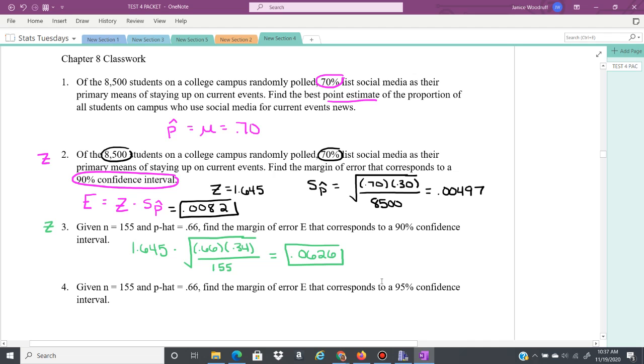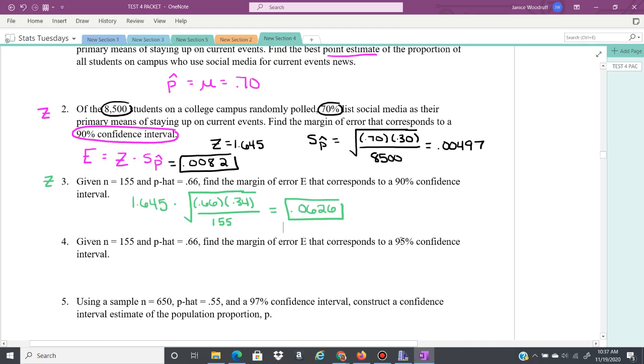All right, and then number 4, you're doing the same thing again, this time a 95% confidence interval. If I look at the chart for a 95% confidence interval, that z-value is going to be 1.96. Okay, and then it looks like we have actually the same values here, just a different confidence interval. So you have a p hat of 0.66, q hat of 0.34, and a sample size of 155.